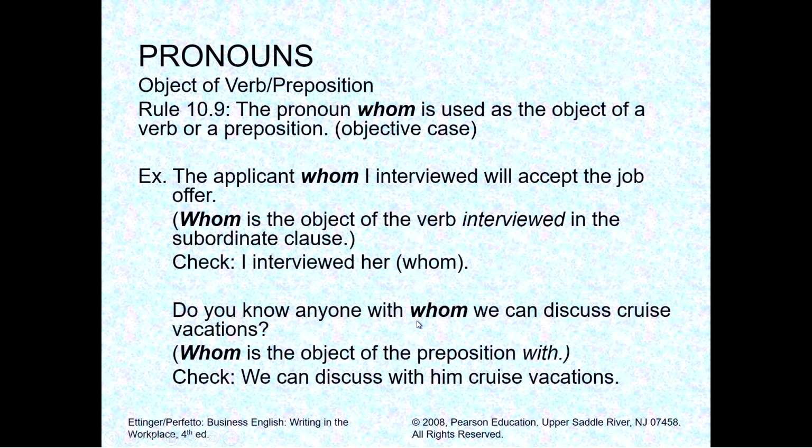Do you know anyone with whom we can discuss cruise vacations? Whom again is the object of the preposition with. With whom? Check. We can discuss cruise vacations with him. In other words, all you've got to do to find out if they are subjective or objective is replace it. When you see him, right away it tells you that is not subjective. This is objective. If you have to turn this into a question, you would have to use whom. All right, that is 10.9. This is a little tougher.